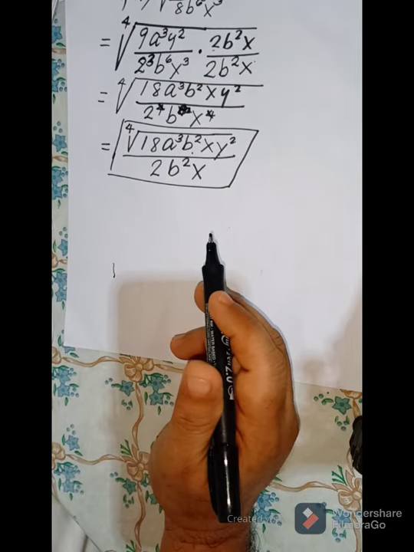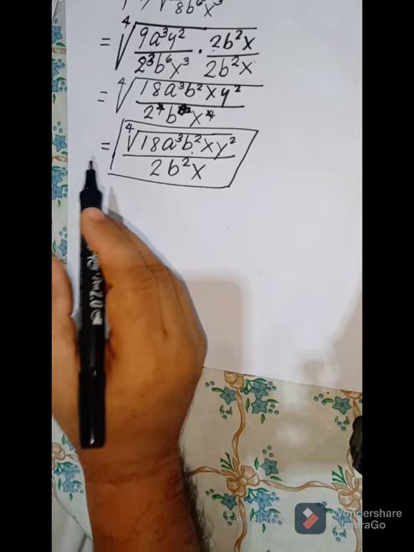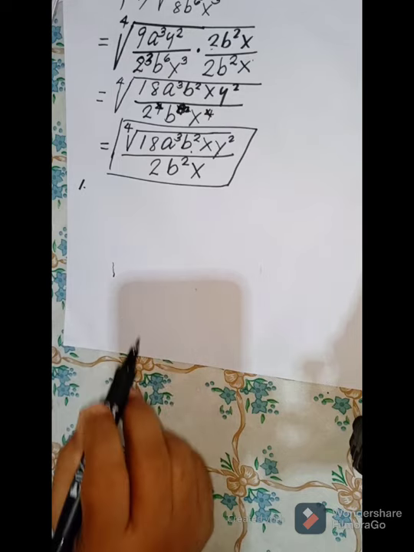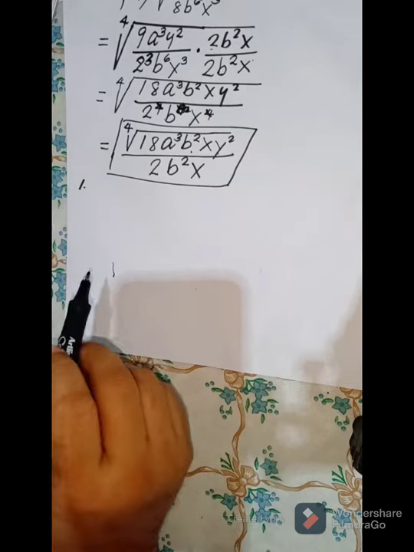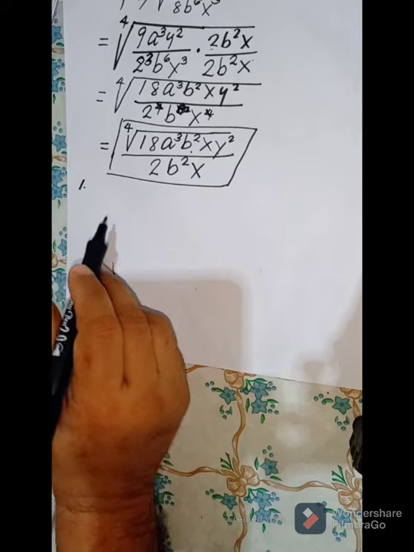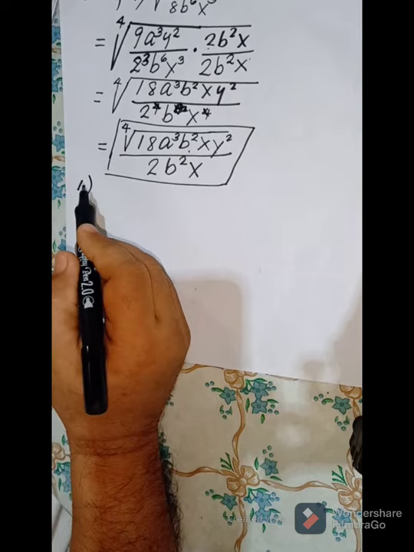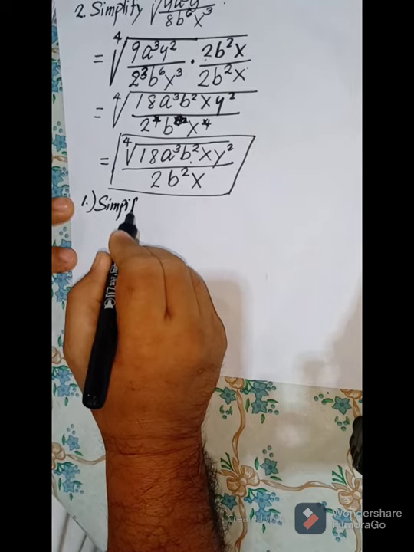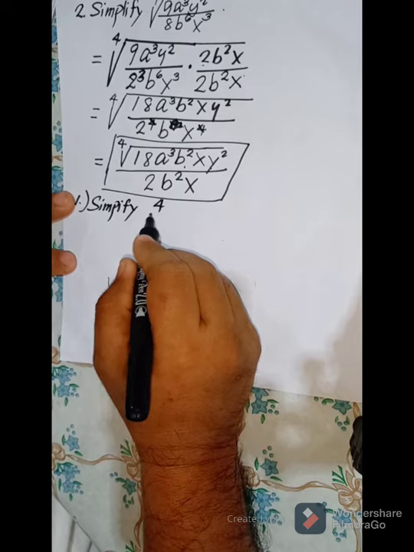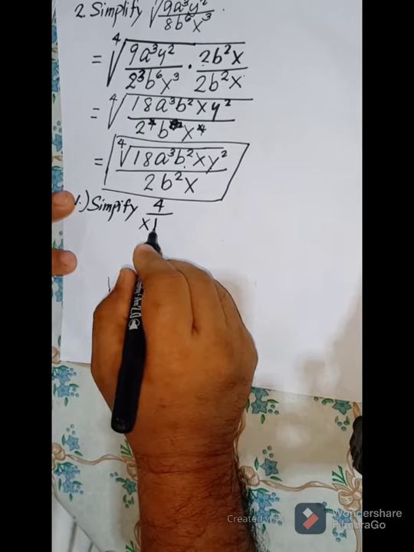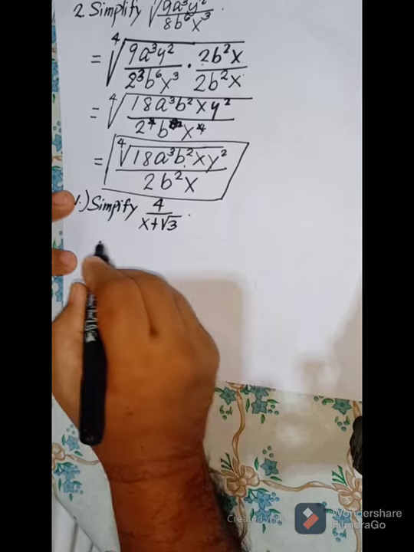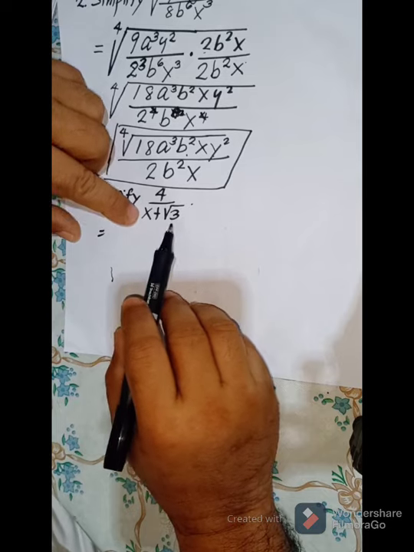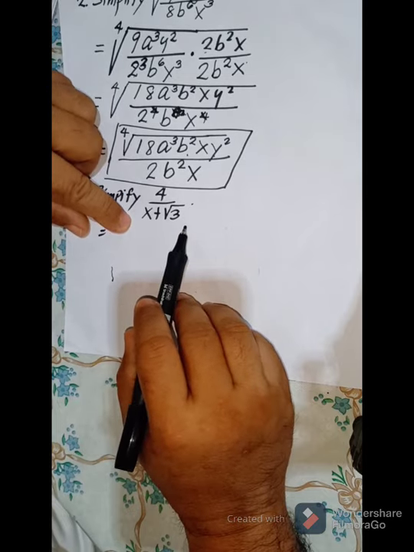We go to another set of examples. This set of examples still falls within lesson 3, but as you can see, the denominators are binomials. Let's go to the first example. We have, simplify 4 over x plus square root of 3. x plus square root of 3 is a binomial involving a radical.